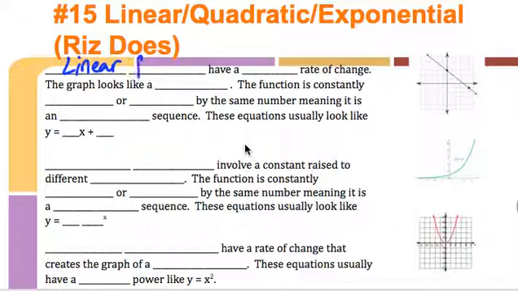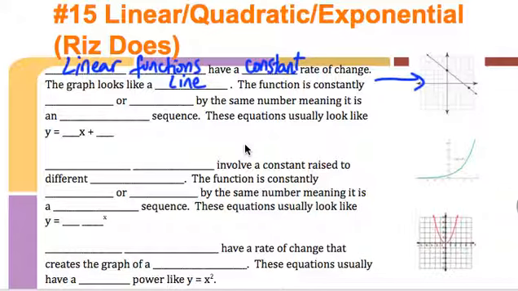Linear functions have a constant rate of change. We actually already know this from a previous set of notes. The graph looks like a line. So if you were to look at a graph of a linear function, it's going to look something like that.